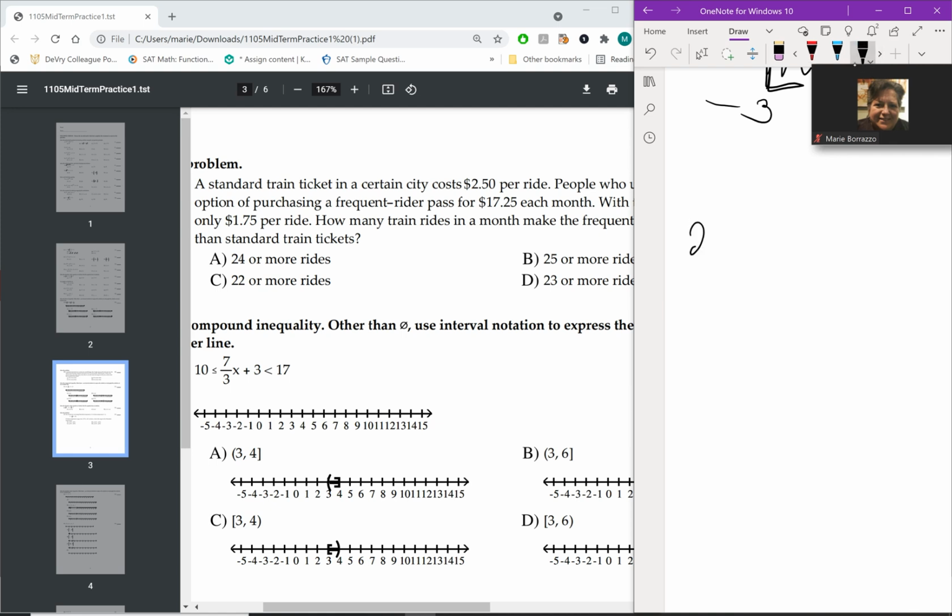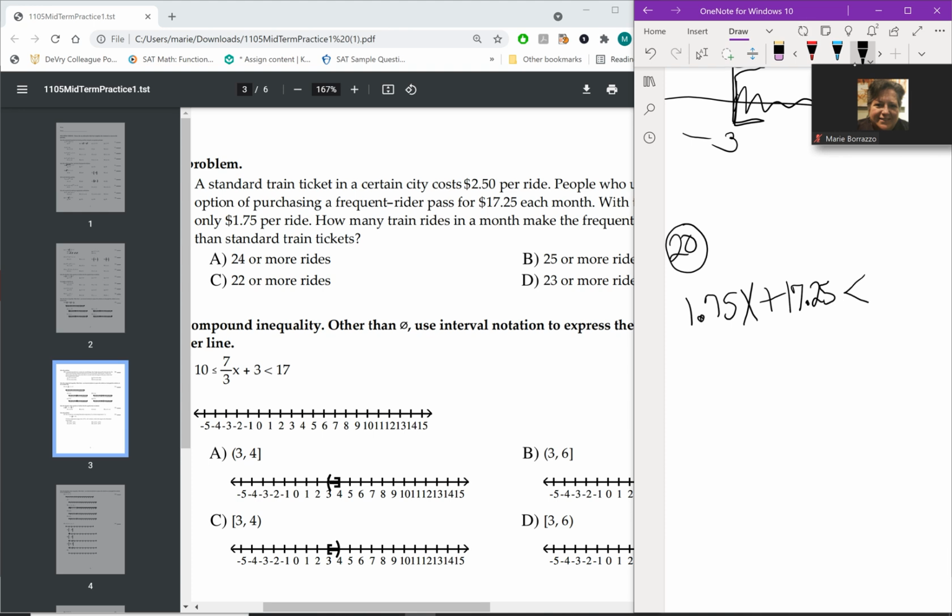So this is number 20. I would do 1.75x, let's use x, plus 17.25. And this value should be a better option than spending $2.50 times x.